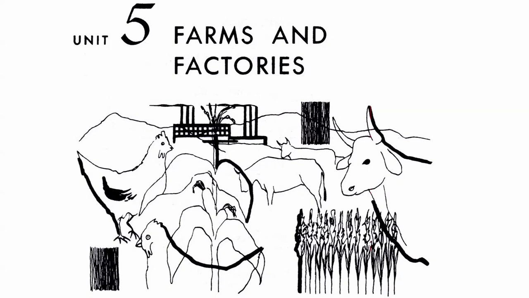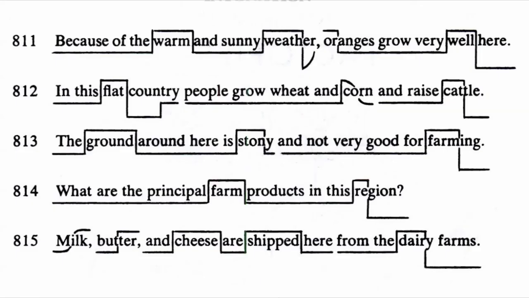Farms and factories. Because of the warm and sunny weather, oranges grow very well here. In this flat country, people grow wheat and corn and raise cattle. The ground around here is stony and not very good for farming. What are the principal farm products in this region? Milk, butter, and cheese are shipped here from the dairy farms.